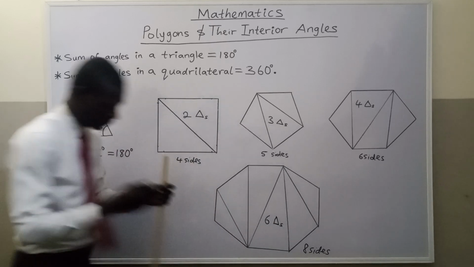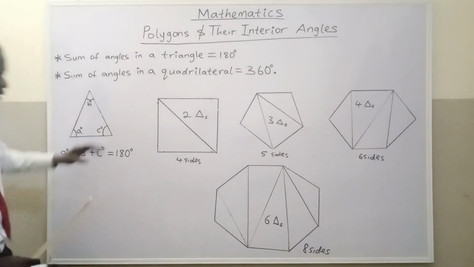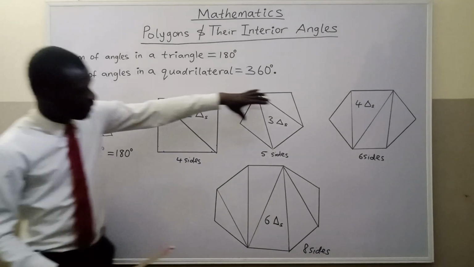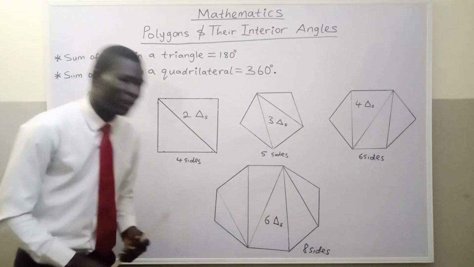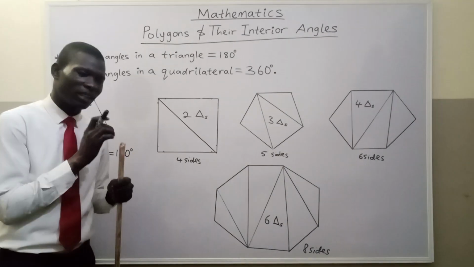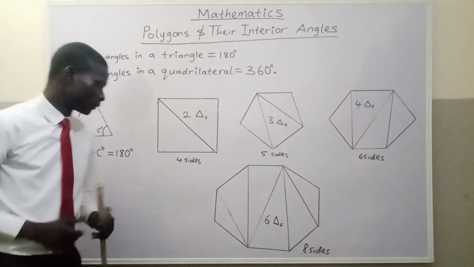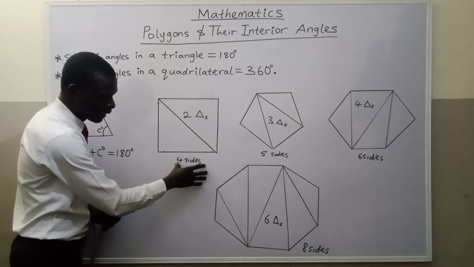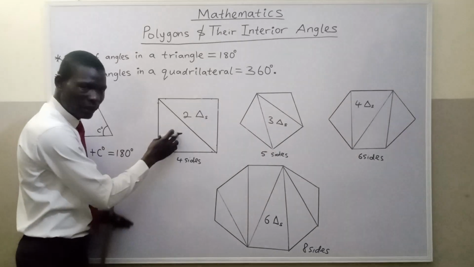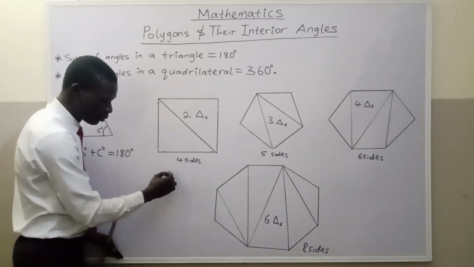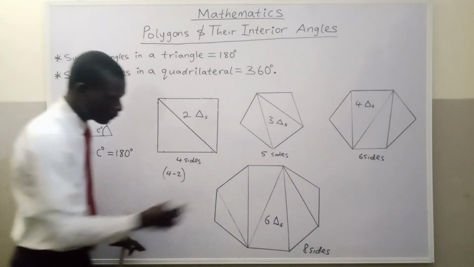6 triangles. Okay, so we proceed to our next line of action. 2 triangles, 3 triangles, 4 triangles, and then what? 6 triangles. Now, let us see something that is unique among all of these shapes that we have brought out. This has 4 sides, 2 triangles. How do we get 2 triangles from 4 sides? That's going to be what? 4 minus 2. Let's put it that way.